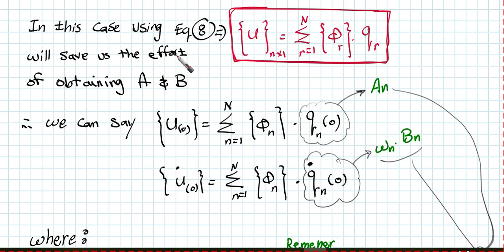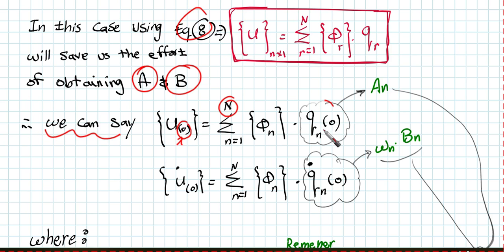So here, in this case, using equation 8, which is the equation that we know well, the modal expansion of displacement, will save us the effort of obtaining A and B. We can say that u node, the initial condition at t equal to 0, equals the summation from n equal to 1 to N of phi n, which is the modal amplitude vector, times qn node.